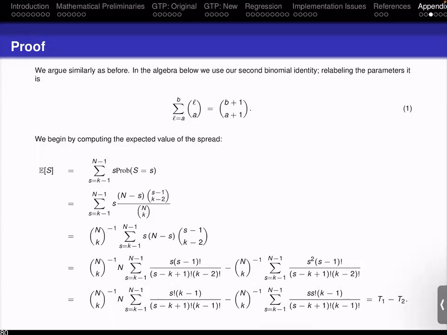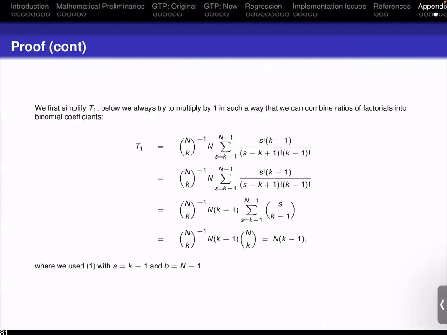When you're starting out, it's very hard, and you just try lots of different things. How can I write things in nice ways? And so it takes a while to go through the algebra. When I do this, I end up having two different terms that I have to evaluate, T1 and T2, two different sums. So I first work on the sum T1, and with a little bit of work, everything comes out and I get a nice formula.